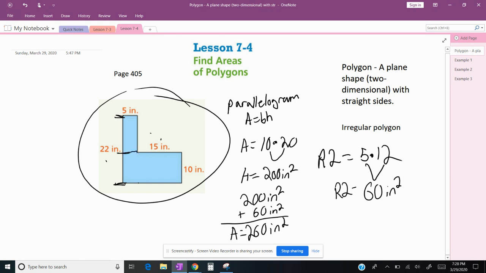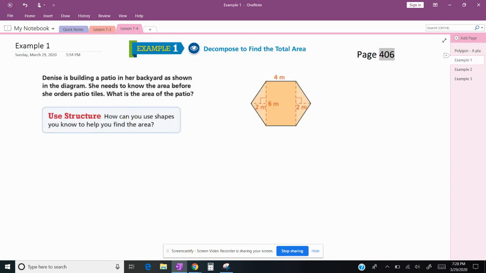So I broke that up into two rectangles. It's a little bit like a puzzle. There's going to be missing pieces to it, but we have enough clues to figure out what those missing pieces are. Let's look at another example.